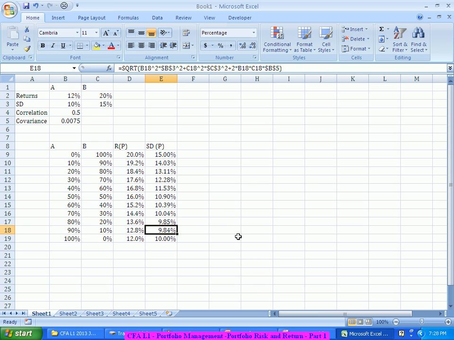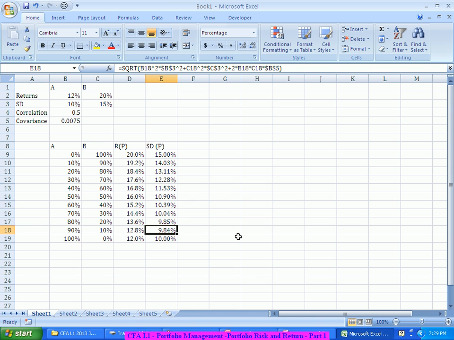By making a 90-10 combination, 90% in A and 10% in B, I can reduce my overall risk. Right? So if I am looking at a risk mitigated investment, then this is looking more comfortable for me, rather than putting 100% in A. 90-10 looks like a more risk mitigated kind of investment from my side.